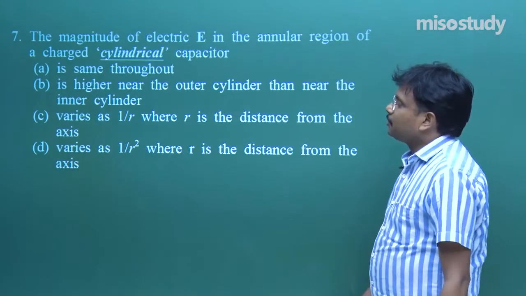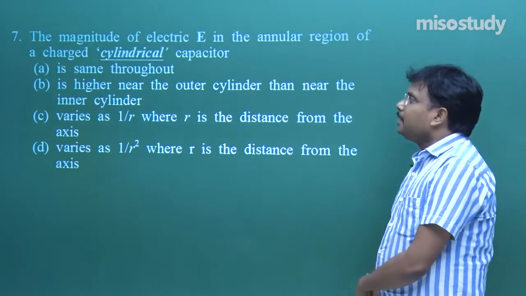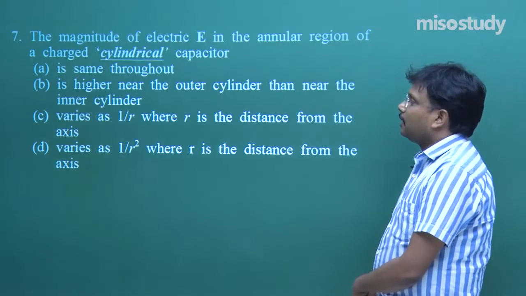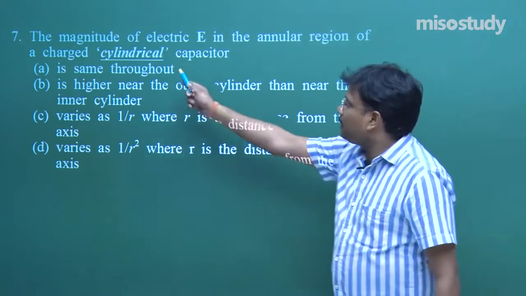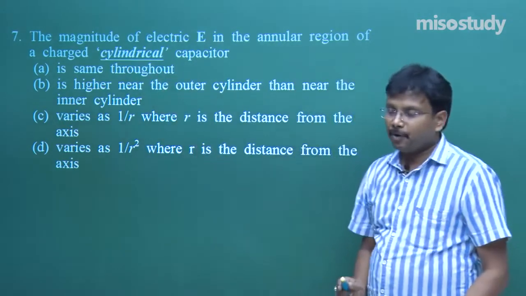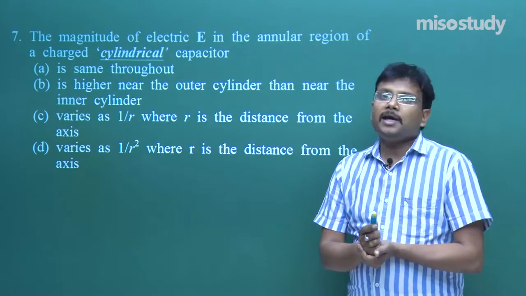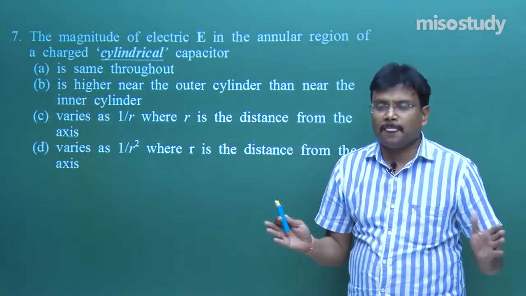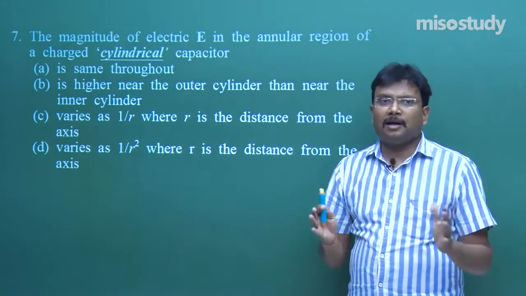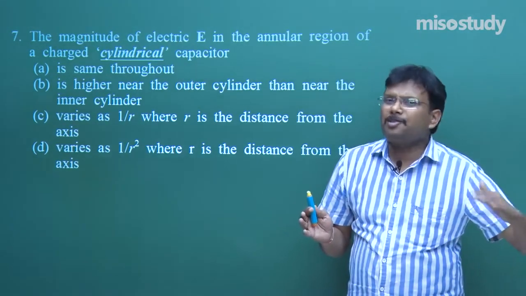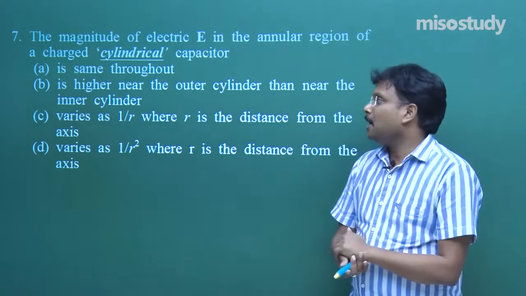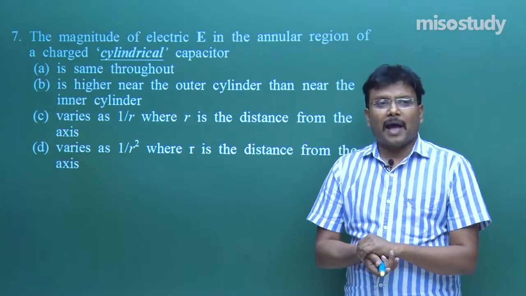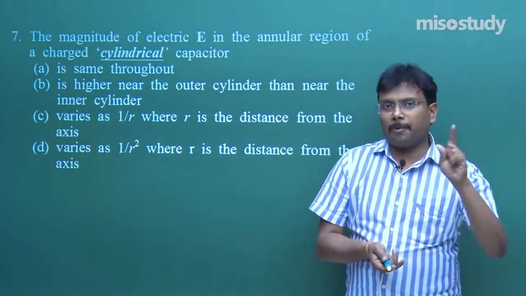Then comes this question: the magnitude of electric field in the annular region of a charged cylindrical capacitor. Now, this word cylindrical is underlined. Why? Actually, in your NCERT book, only the parallel plate capacitor is defined. Spherical, cylindrical, all these types of capacitors are not specifically mentioned for your course. But if you are preparing for any competitive exam, then you cannot be selective, like I will not prepare that.